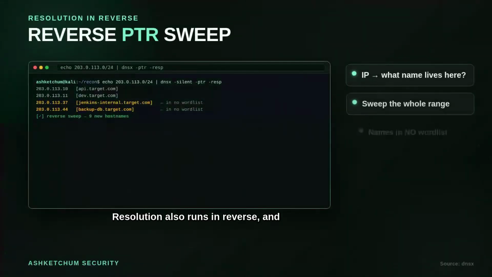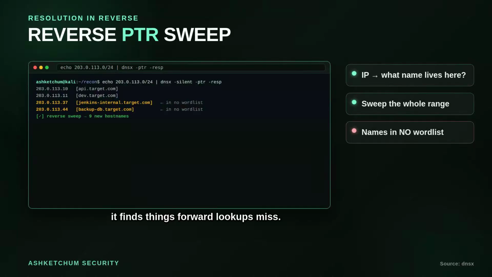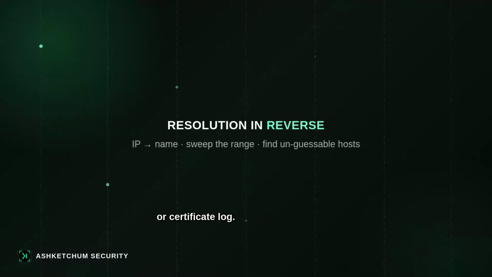Resolution also runs in reverse, and it finds things forward lookups miss. A reverse lookup, or PTR record, takes an IP address and asks, what name lives here? So once you know a company owns a block of IP addresses, you can sweep that entire range in reverse and discover host names that were never in any word list or certificate log. dnsx does this too. Forward resolution confirms your guesses. Reverse resolution hands you names you never guessed at all.